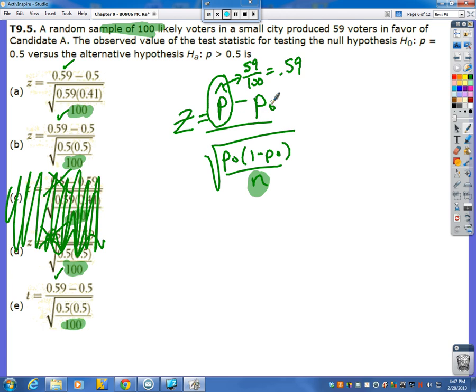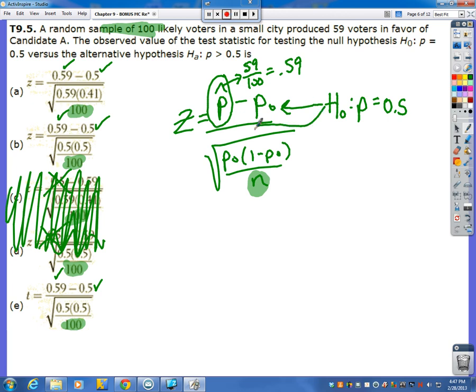So we move on. P naught. What is this P naught value? The P naught value, if you remember, comes from our null hypothesis, which is 0.5. So that needs to be 0.5. Check. Good. Check. Good. Okay. So we still got everything there.